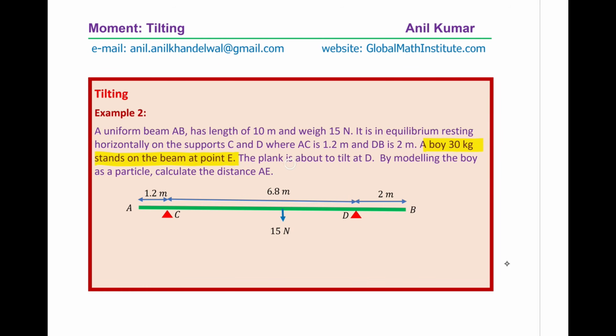The plank or the beam is about to tilt at D. So now the tilting point is at D, right? By modeling the boy as a particle, calculate the distance AE. Since we're talking about D as the point of tilting, where should the point E be? That is a major question which needs to be answered. We have to figure out where point E should be. That is very critical. If you figure this out, then the question becomes very simple.